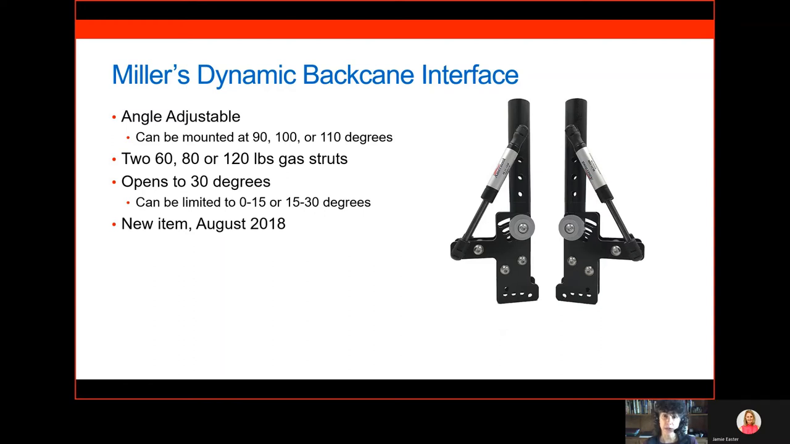You can limit it as needed to either 0 to 15 degrees or 15 to 30 if this person needs to start with a more open seat to back angle. By reducing the amount of movement at the hips, we're reducing shear forces.